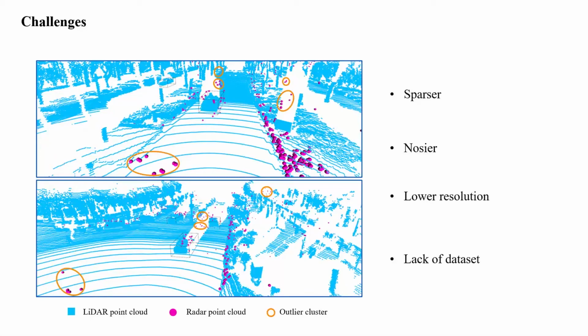For scene flow estimation of 4D radar point clouds, the first challenge is the sparse nature of radar. Moreover, radar point clouds are much noisier and have lower resolutions. To make things worse, there is no public 4D radar dataset, and radar scene flow annotation is costly.